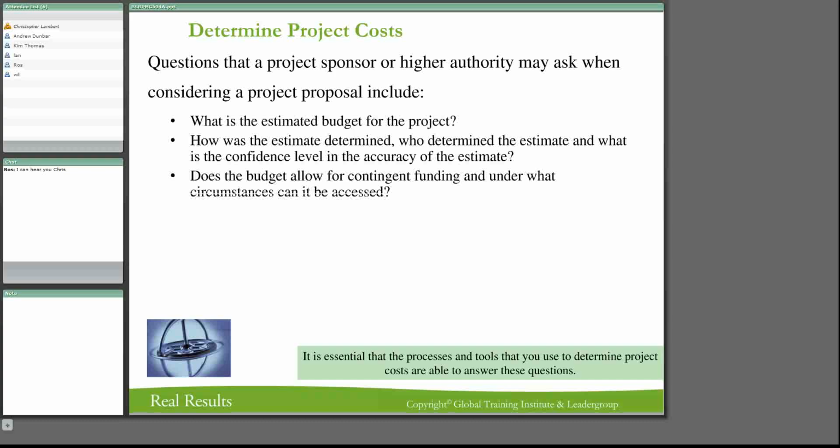Does the budget allow for contingent funding? Under what circumstances can it be accessed? Now, this is a little bit like governance, right? If we're going to have a budget, from a risk perspective, depending on how risky the project is, you may have contingency. Well, there should always be a contingency fund, but depending how high the risk is, there may be a bigger proportion of that fund.